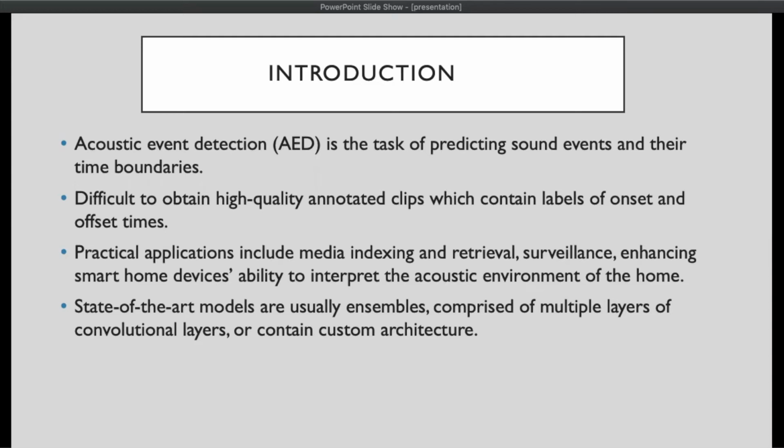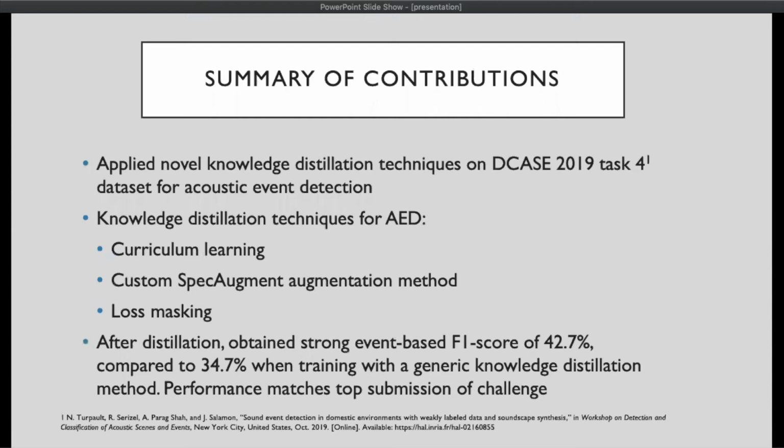And one thing about this task is that the state-of-the-art models are usually ensembles comprised of multiple layers of convolutional layers or contain custom architecture. So our goal was to apply knowledge distillation techniques so that the performance from high quality teacher models, which might be ensembles or have multiple layers, can be translated to a simple student model. And the techniques we used included curriculum learning, the custom spec augmentation method, and loss masking.